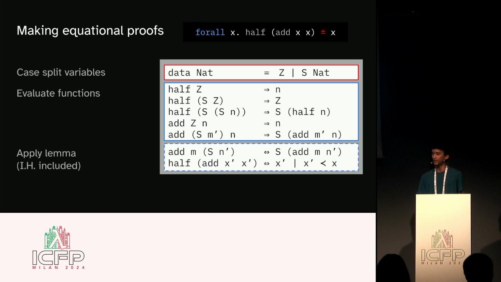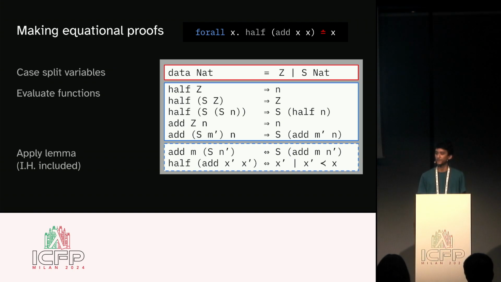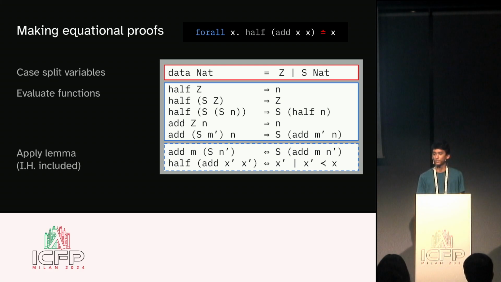Finally, you can apply lemmas. And one lemma that we might want to use is that you can pull the successor out from the right-hand argument of addition. The other lemma, in quotation marks, that we're going to include here is the inductive hypothesis. And it's not really technically a lemma. It's kind of like a lemma with a condition attached to it. And we'll see how that condition comes up in the actual proof.